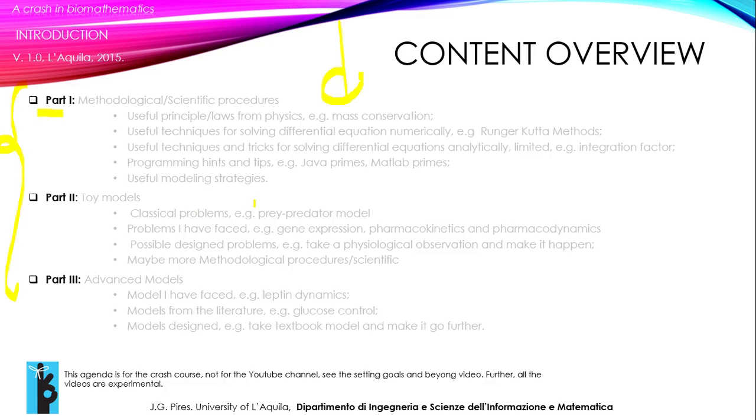So in biomathematics, we have more or less the same. We have toy models. Toy models are models that are not applicable in reality, but they can teach you a lot. An advanced model is the case in which we take the toy model and make it more advanced. In this case, they will be very complicated. In some cases, it is even impossible to see the solution.